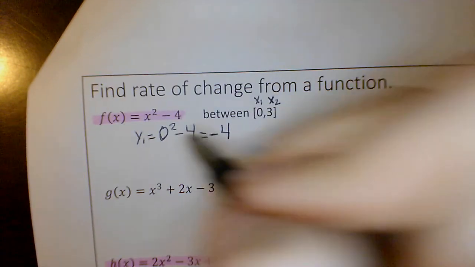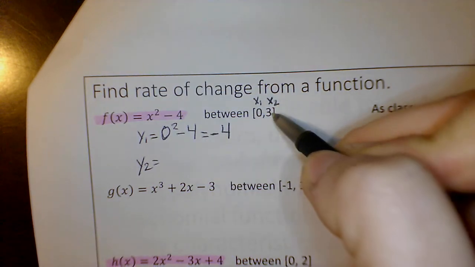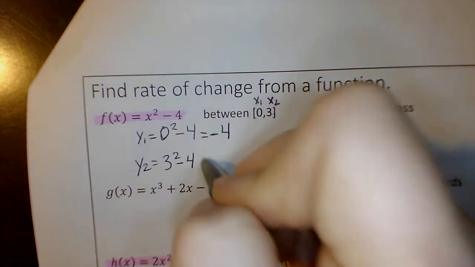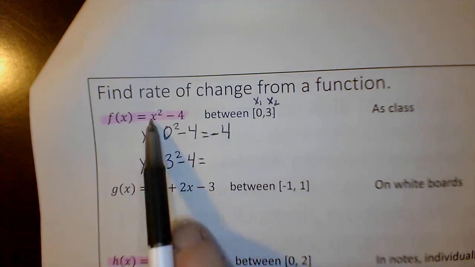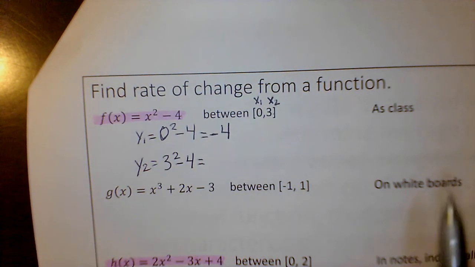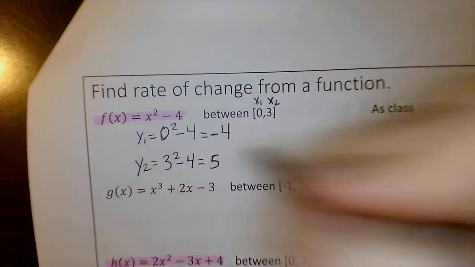And my y2, same idea, but instead of using 0, I'm going to use my x2, which was 3. So I'm going to do 3 squared minus 4. Again, just plugging that x2 into my equation. 3 squared is 9. 9 minus 4 is 5. And there's my y2.